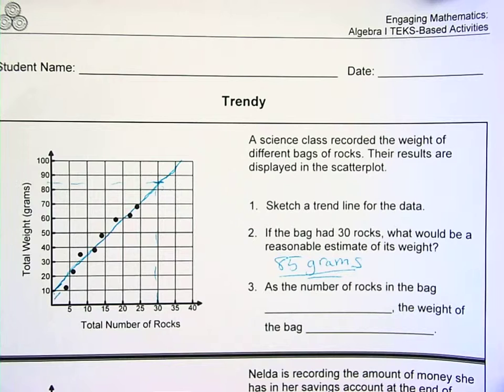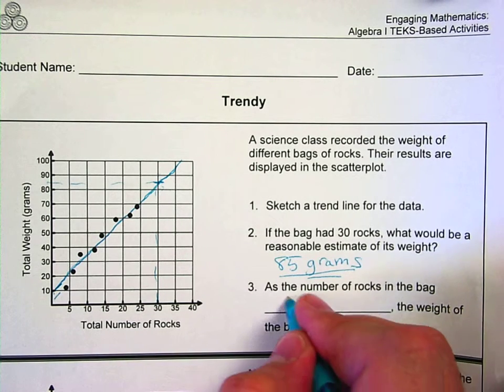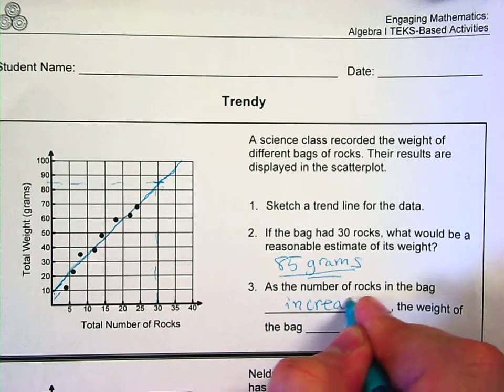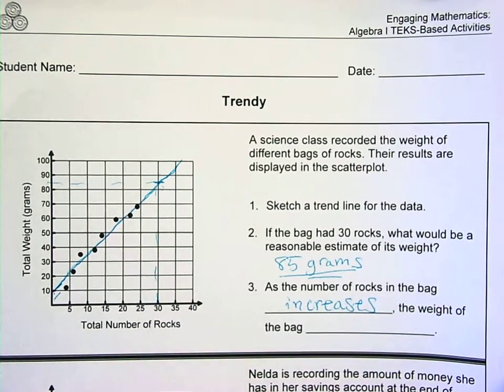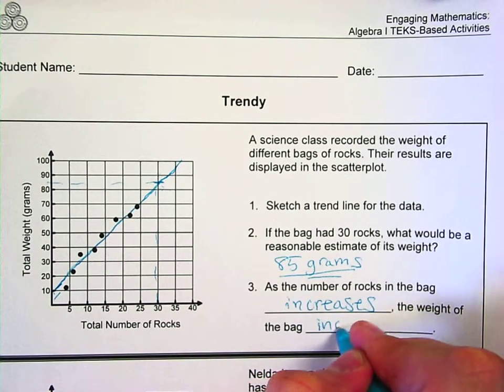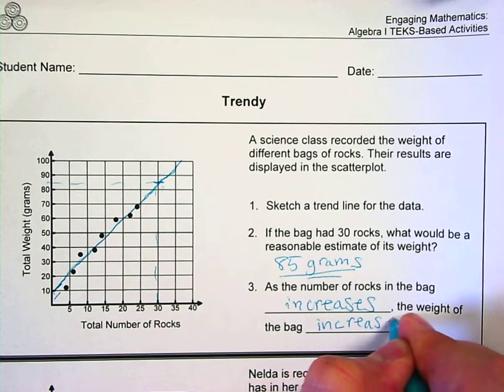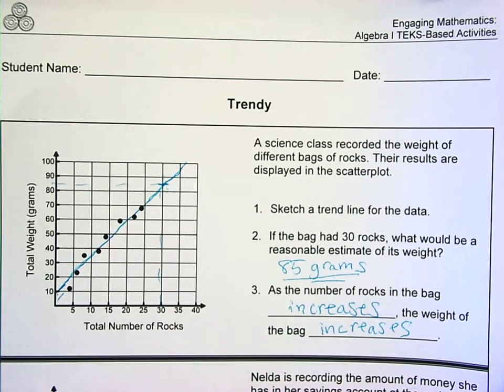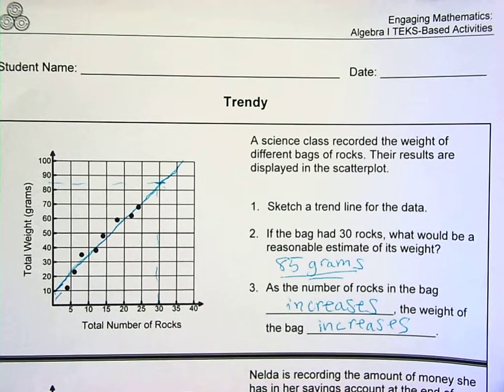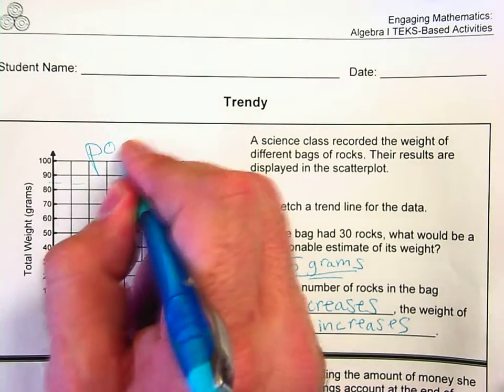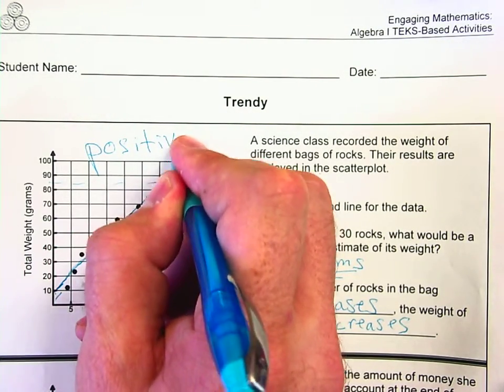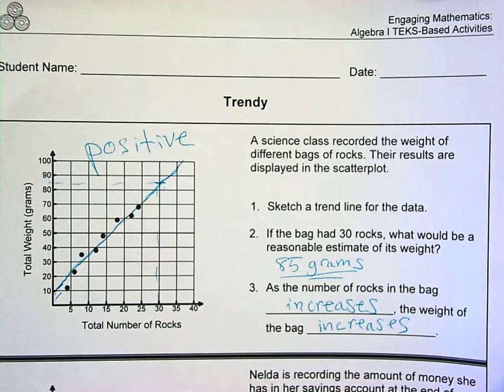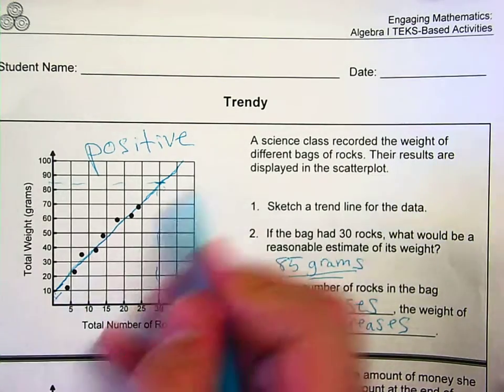All right. And number 3 says, as the number of rocks in the bag increases, the weight of the bag also increases. All right, so then what would we say about that? What type of correlation would it have? Well, it would be a positive correlation. Okay, they're both increasing, and you can see the line is going up.